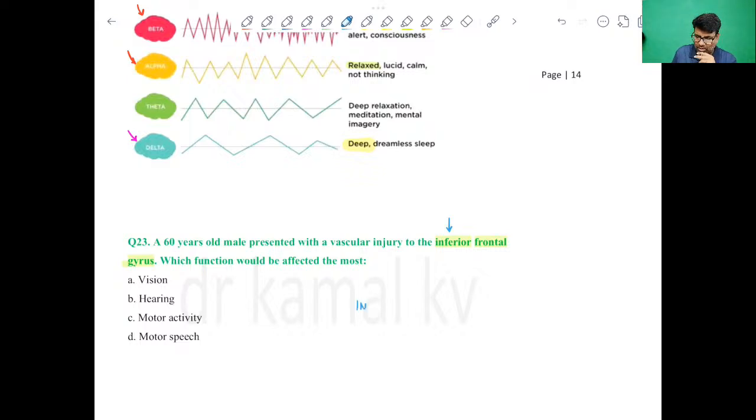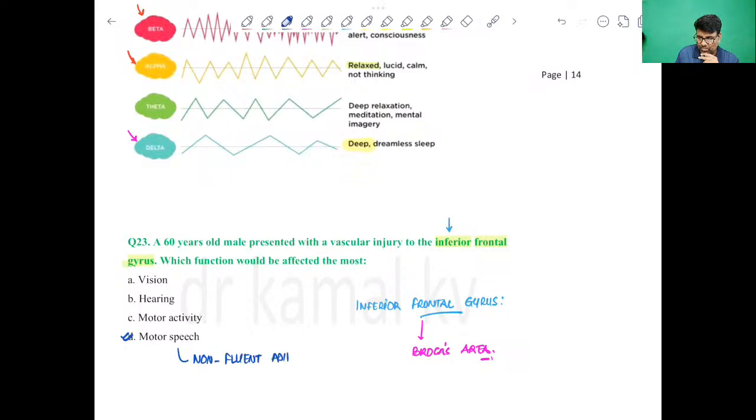So inferior frontal gyrus, this is Broca's area, and we know that Broca's area is also known as the motor speech area. So there will be non-fluent aphasia.